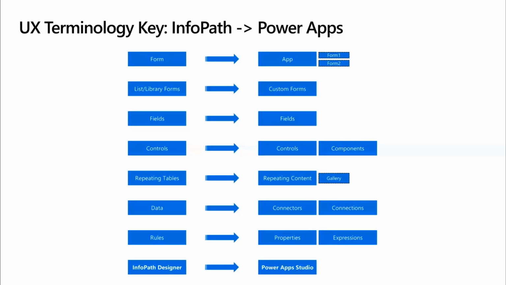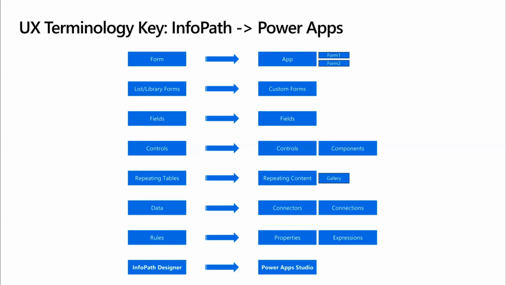So one of the things I did was map the terminology that InfoPath folks are familiar with to Power Apps. In InfoPath, everything is a form. In Power Apps, everything is an app, and the app will have forms. List and library forms become custom forms in Power Apps. Fields are still fields, controls are still controls, but you also get the opportunity to build components, which is a way to distribute a set of controls together. Repeating tables in InfoPath basically become repeating content using the gallery control. I'm going to show you a demo right now of how to do that.